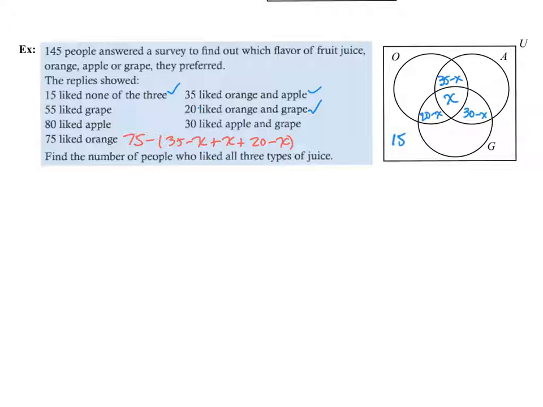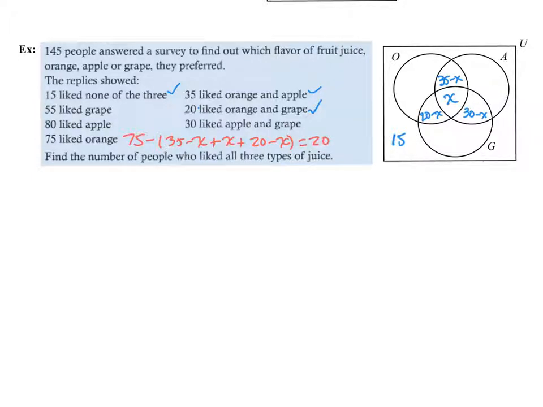All right, so now when we go to simplify this, we need to be careful. Why don't we start by simplifying the constants. If I take 75 minus the sum of 35 and 20, we're going to get 20. So the constant would be 20, okay?